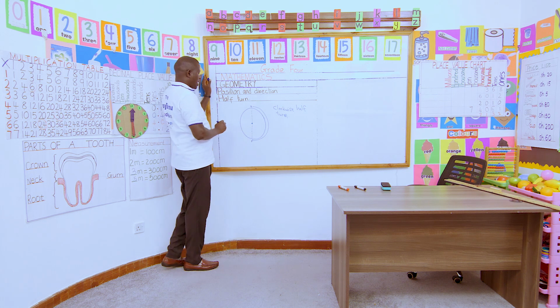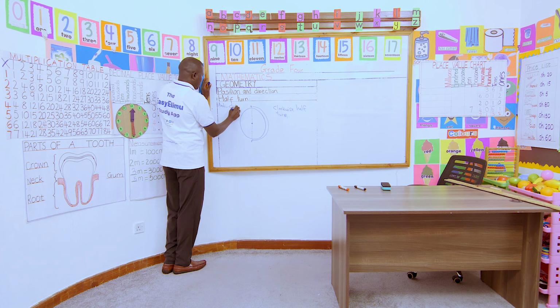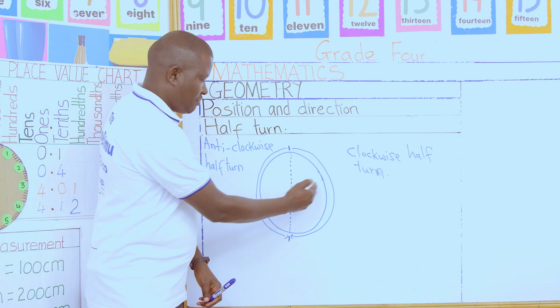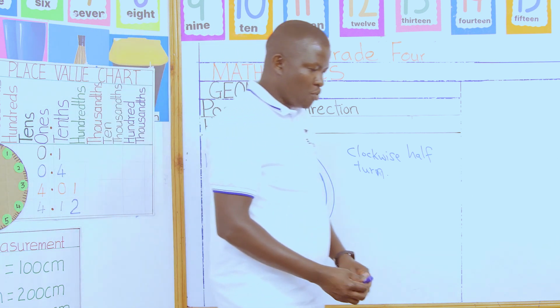If it were to make an anti-clockwise half turn, it is to the left. It will have to move from here all the way until this point. This is now the anti-clockwise half turn. This is a half, this is a half. Remember, we have divided the circle into two as we are moving.